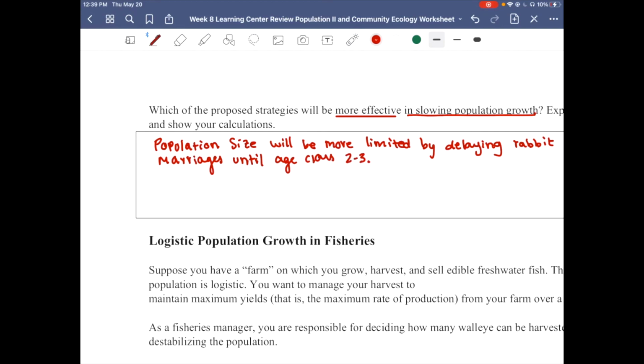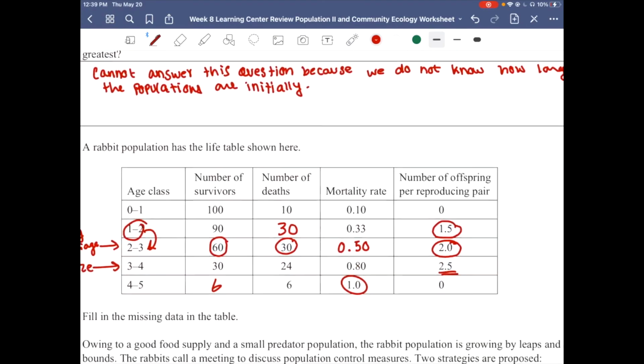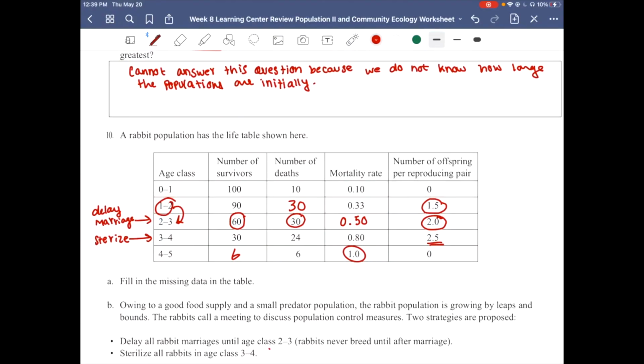Any questions on that? I know that was a lot of words and numbers, so let me know if that didn't make sense.